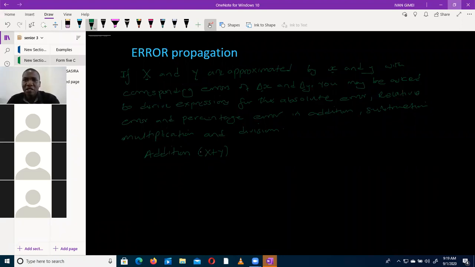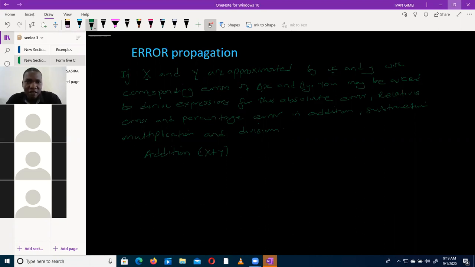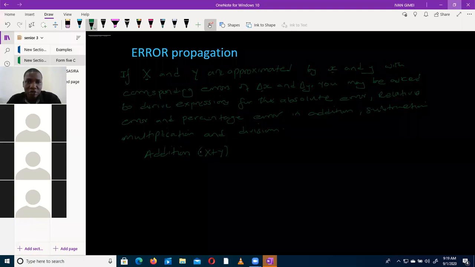Or you're measuring two things. You measure the length of something, then you measure the length of something else, with errors in them. And then they say, find the error in total length, or derive the expression for the error in total length. Of course, you've seen how you can find the error bound in addition, where you find the minimum value, find the maximum value, then subtract the two and divide by 2 to find the error in the sum of those two. But in this case, we're dealing with derivation of expressions.